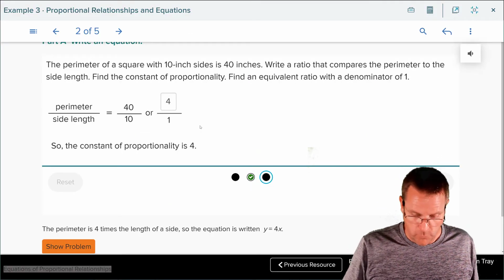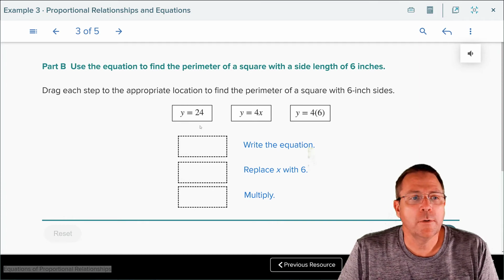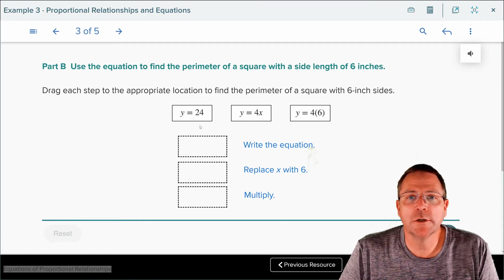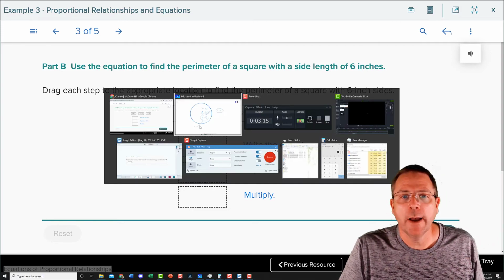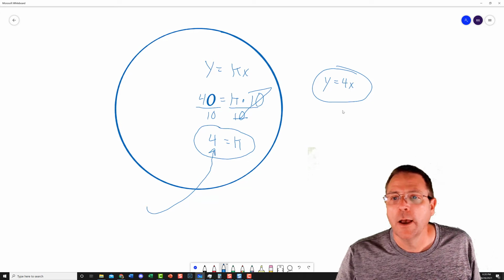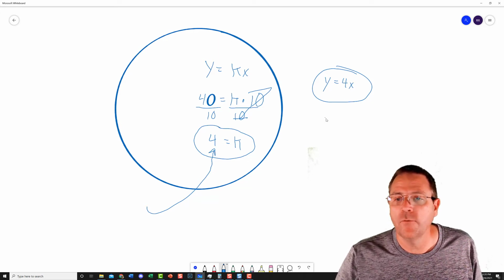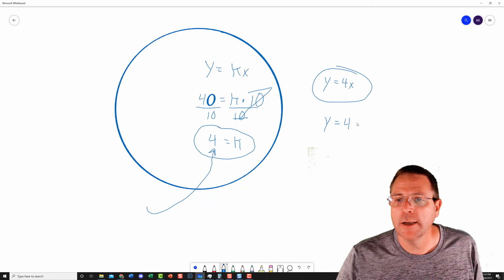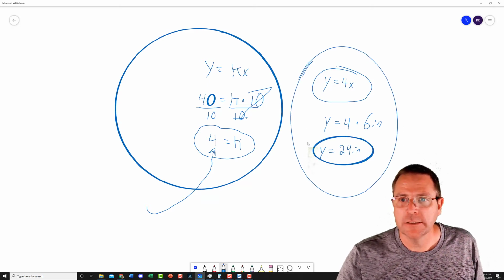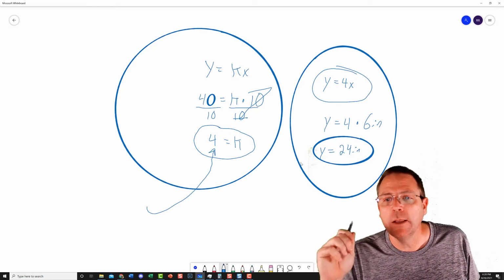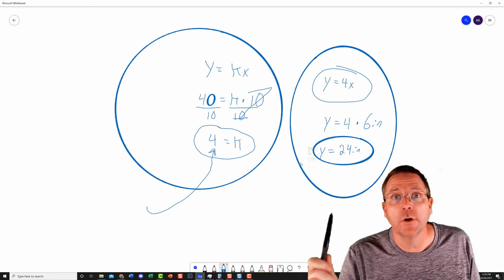So, let's move forward. Part B of the problem said to use the equation to find the perimeter of a square with side lengths of 6 inches. So I'm going to go back to where I had my work going here. I'd created the equation y is equal to 4x, and now I can change that x to equal 6 inches. Therefore, 4 times 6 inches is equal to 24 inches. Y is equal to 24 inches. That is my answer. And this is the supporting work. You have to give me good quality supporting work if you want full credit.